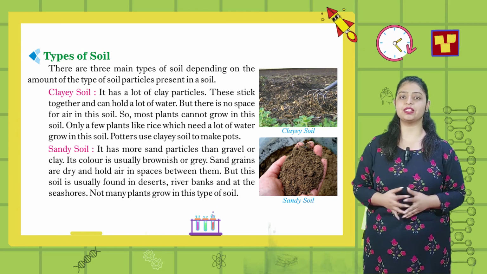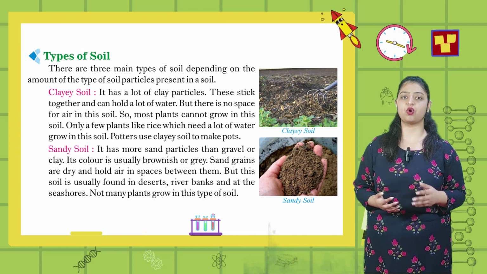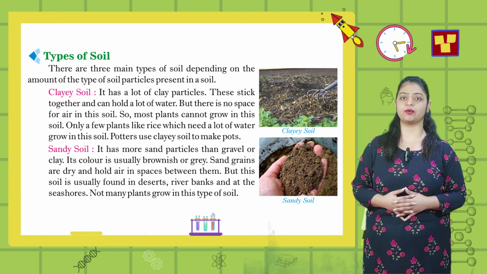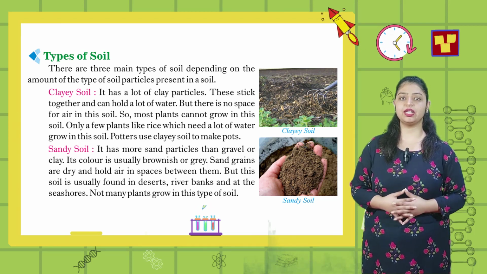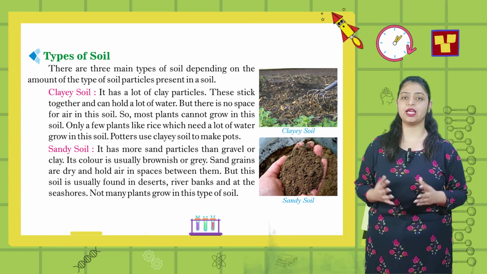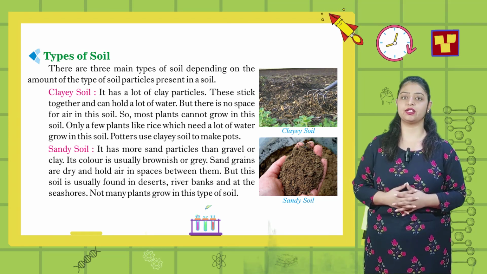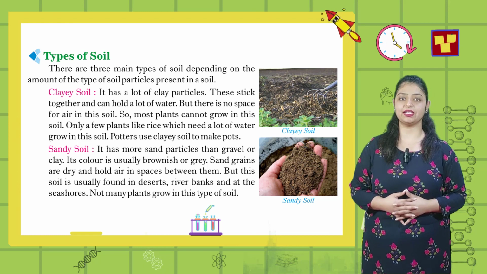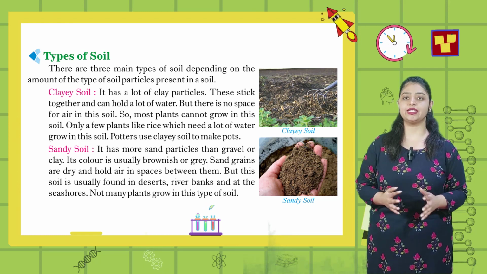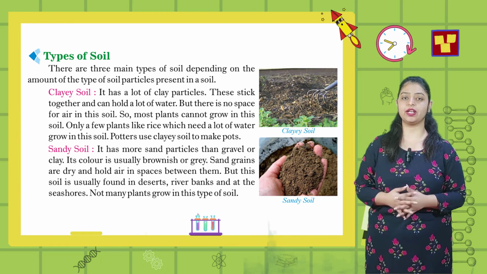Only a few plants like rice, which need a lot of water, grow in this soil. Potters use clay soil to make pots. Next is sandy soil. It has more sand particles than gravel or clay. Its color is usually brownish or grey.